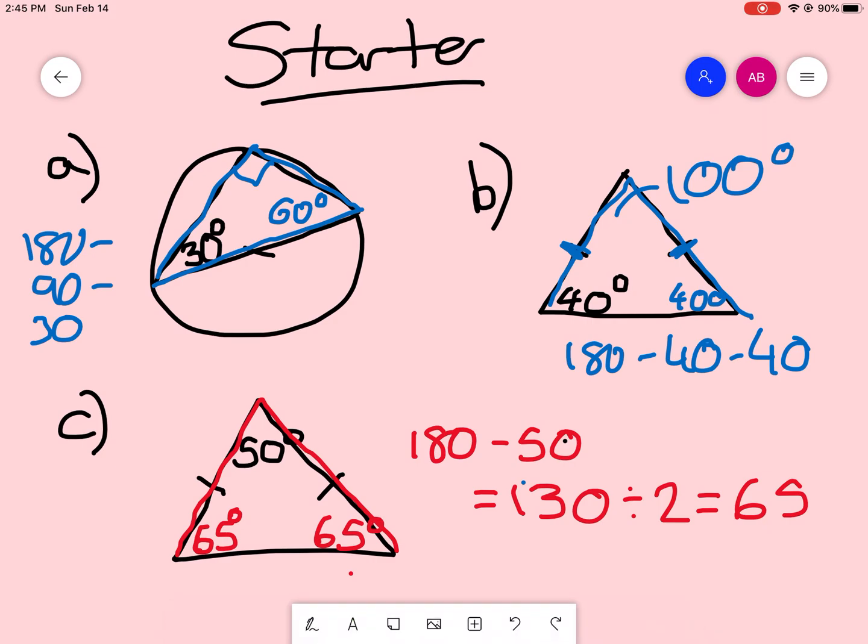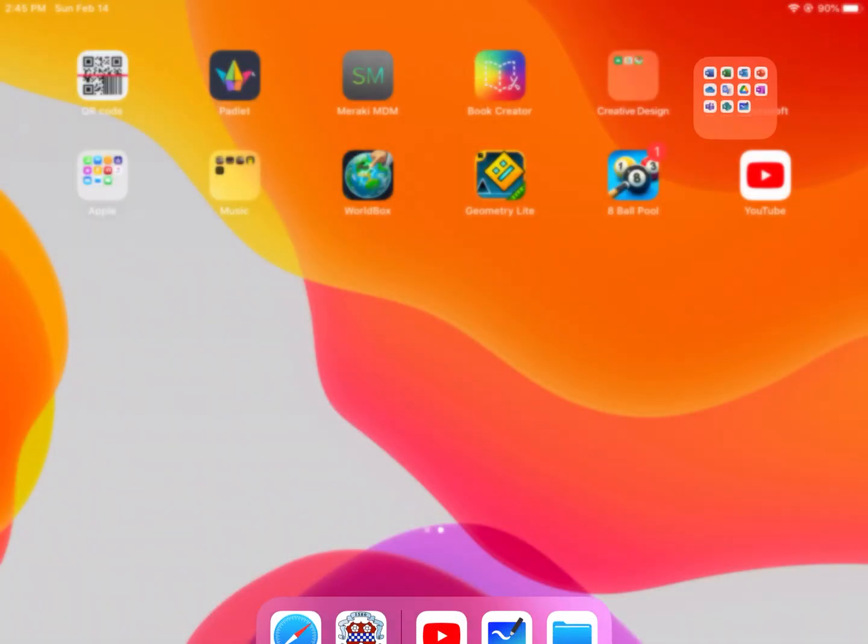You have to know those methods off by heart, so B and C. If you're not sure of those, then you're going to have to go all the way back to when we looked at angles and triangles a good few lessons back now. So on to today's notes then.